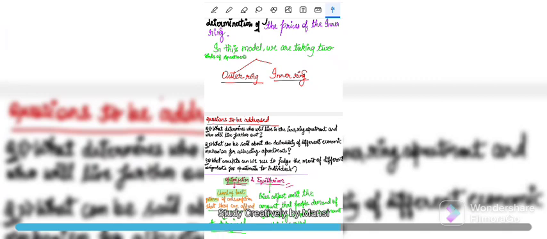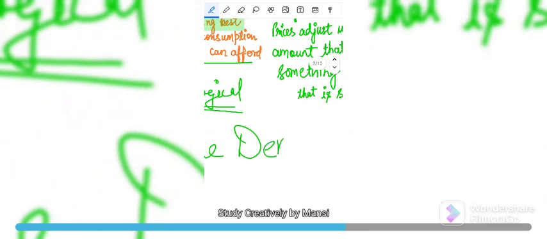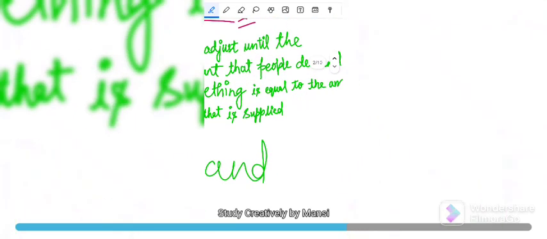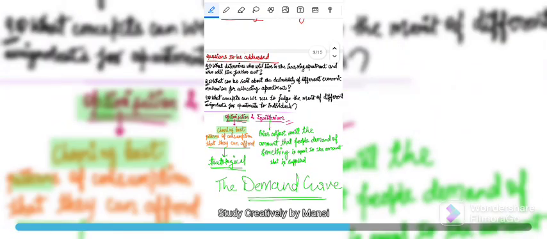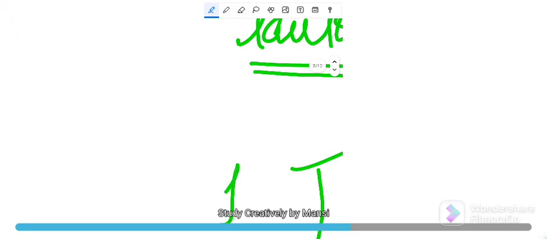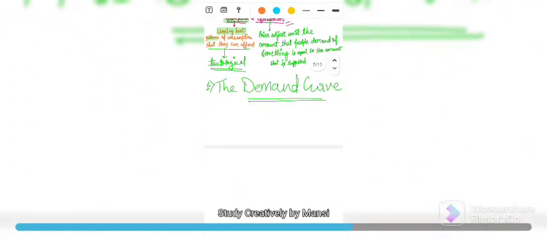So the first concept that we are going to be looking at is the demand curve. When we talk about the demand curve, let's understand. This is concept one that we are going to be doing, the demand curve. This is your topic and concept one, and the supply curve we will do in the next video. So in the first video, this is concept one, the demand curve. Let's introduce ourselves with this thing, and then we'll move further.